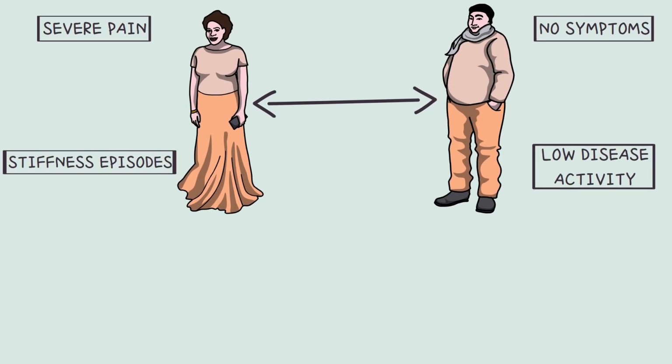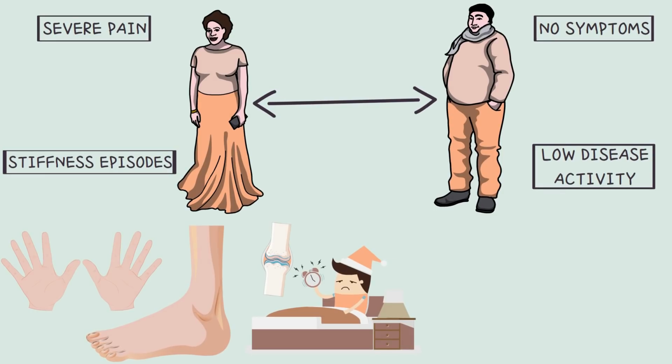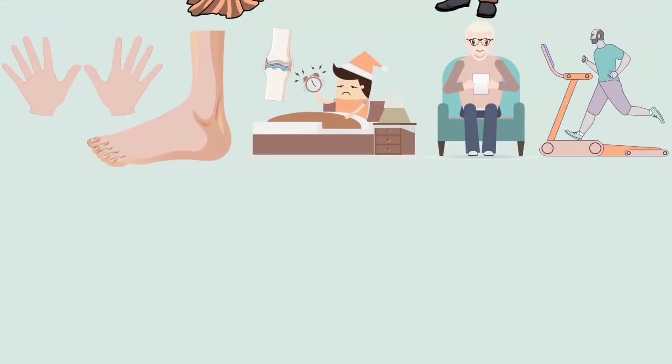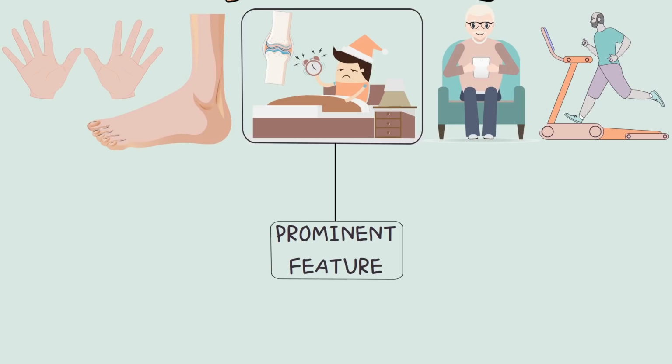Rheumatoid arthritis usually affects the hands and feet first, but it can occur in any joint. It usually involves the same joints on both sides of the body, like we discussed. Common symptoms include stiff joints, especially upon getting up in the morning or after sitting down for a while or after prolonged activity. Increased stiffness early in the morning is often a prominent feature of the disease and typically lasts for more than an hour.